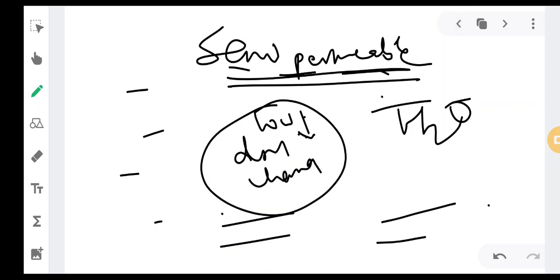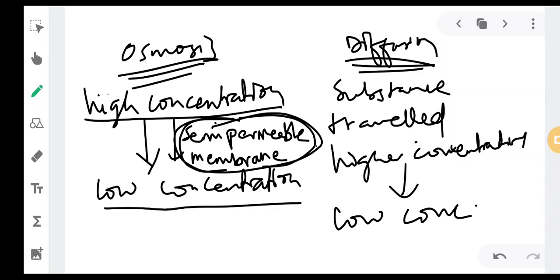So I hope the diffusion and osmosis processes are clear to all of you. The thing is that in diffusion there is no semi-permeable membrane, and in osmosis there is a semi-permeable membrane. So this membrane will allow water to slowly pass inside the cell. It won't allow water to pass directly inside the cell; it will allow water to pass very slowly.